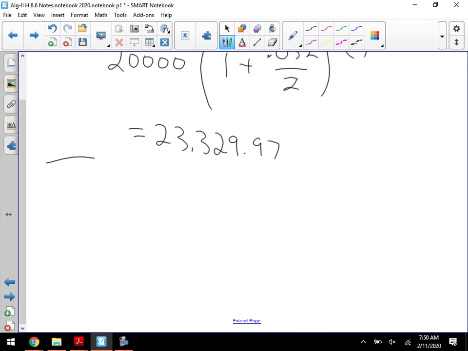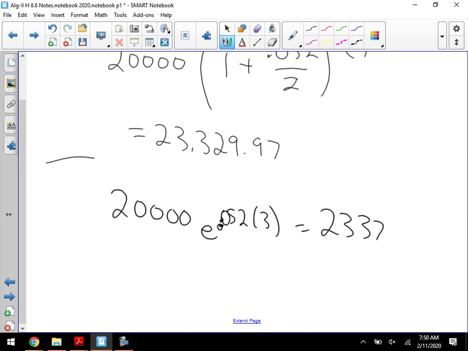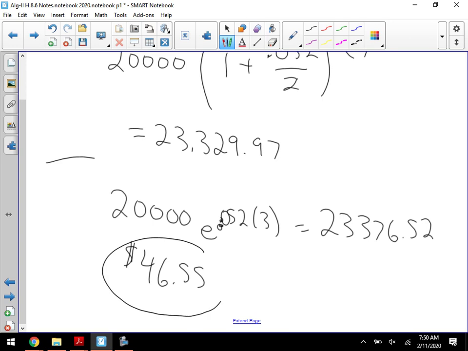So the other one would have been 20,000 times e to the 0.052 times 3, and this would have given you 23,376.52. The difference between the two is $46.55. This is the answer I was looking for, not that. That's the words: how much?